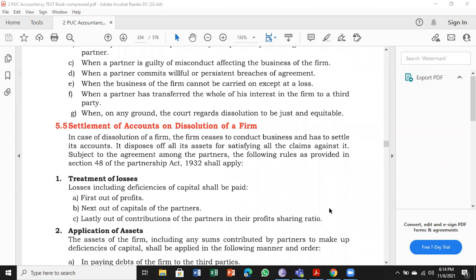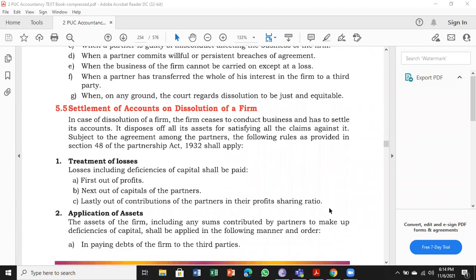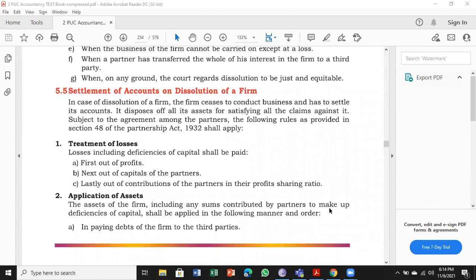So you may get this as a 2 marks question. You need not write all; you can write 4 different situations, 4 important points, whichever you feel can be written. Next, if the business is closed, how to settle the accounts on dissolution of a firm.